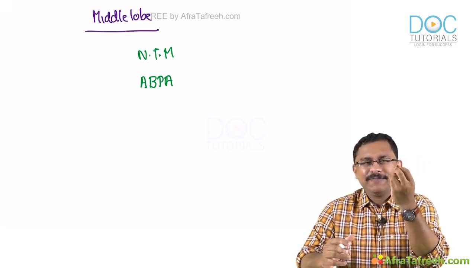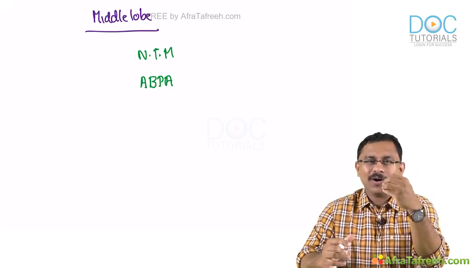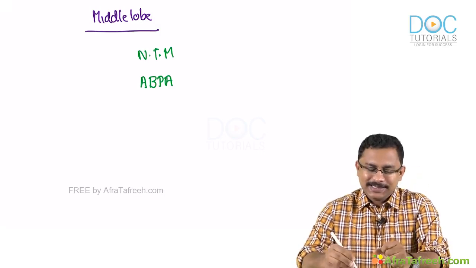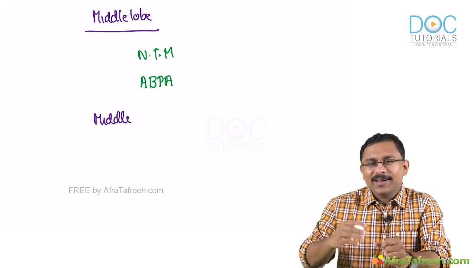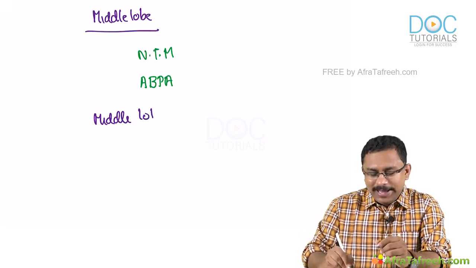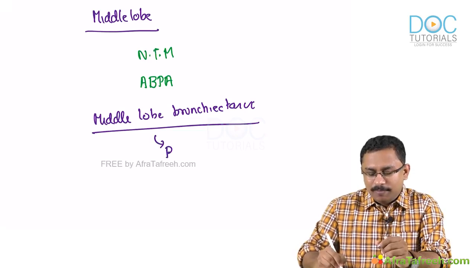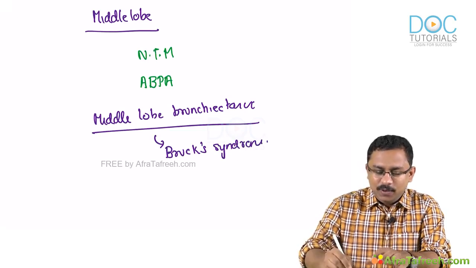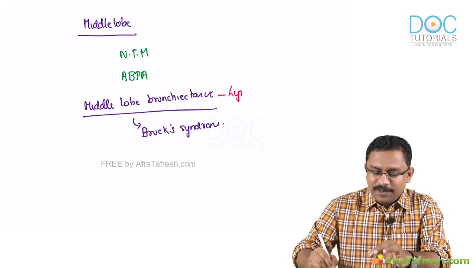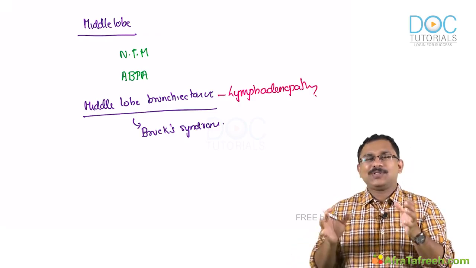But sometimes a lymphadenopathy occurring in tuberculosis, that lymph node can sometimes block a bronchus leading to a bronchiectasis. So this type of middle lobe bronchiectasis associated with a tuberculous lymphadenopathy is what you call Brock's syndrome. That is associated with a lymphadenopathy and subsequent obstruction of a bronchus. So that will give you some clues.